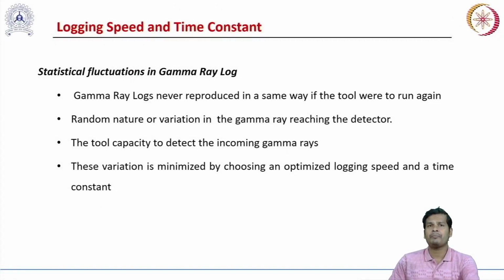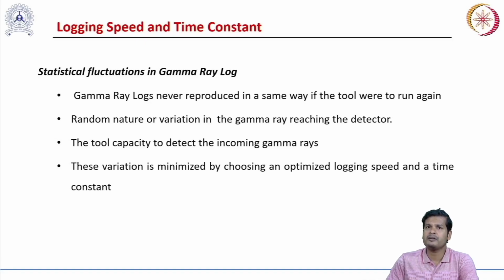One of the parameters that you need to keep in mind while running the logging tool is its logging speed and the time constant. Logging speed and time constant must be optimized to get a very good gamma ray log record, which is representative of the true gamma ray radiation coming from the formation. For example, statistical variation can exist in the gamma ray log record. It happens because of two things.